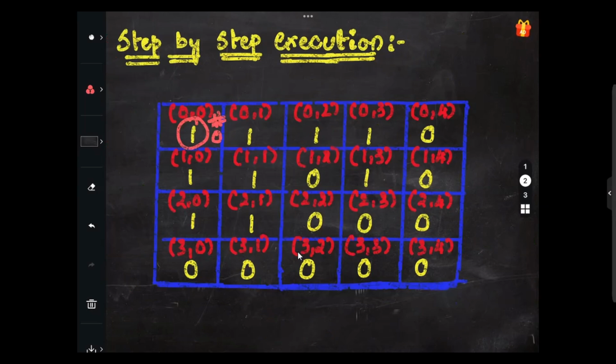So this one has visited, this one 0. Next we'll move one step, this one same, visited 0. Then this one as well. This one visited 0. This is fine.